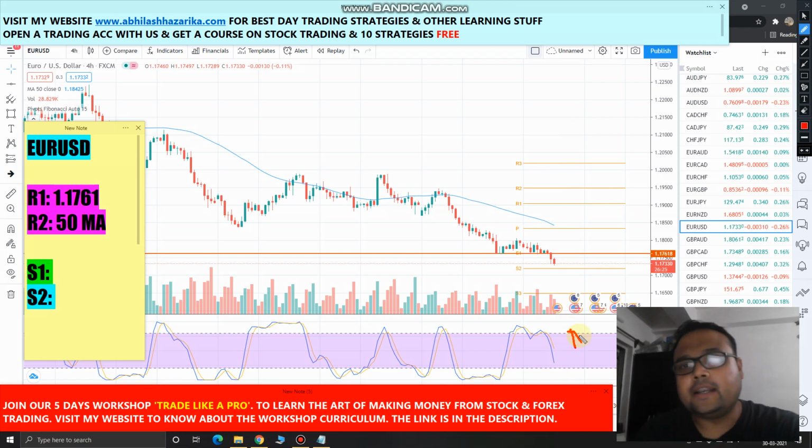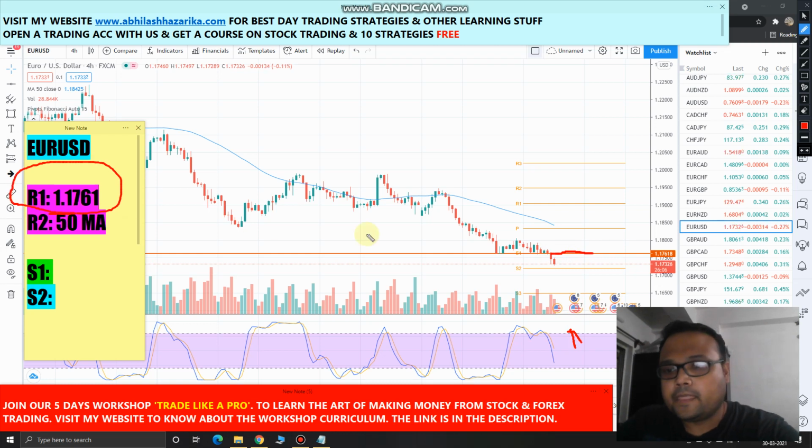Just make sure that you look at the position of the price. If you see that stochastic RSI is about to move from the overbought zone to the oversold zone, and it is still trading below this level, 1.1761, then you can easily short the market. This level was the support of the market. Right now it has become the resistance, so the support became the resistance now.